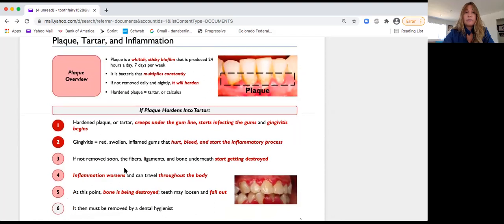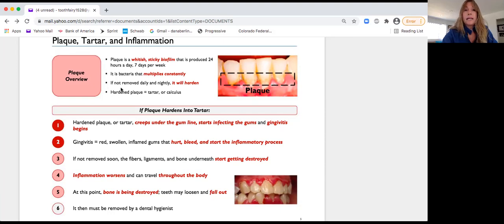Plaque, tartar, and inflammation. We'll start with the plaque overview. Plaque is a whitish, sticky biofilm that is produced 24 hours a day, 7 days a week. It is a bacteria that multiplies constantly. Everybody produces plaque in their bodies. There's no stopping it, but there is controlling it.